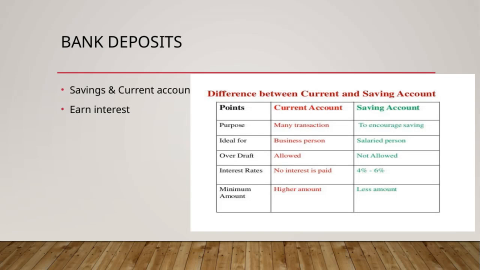Let's take a look at savings and current accounts. These are fundamental banking tools that help us manage our money effectively. With savings accounts, you can earn interest on your deposits, which means your money grows over time just by keeping it in the bank. It's a great way to save for future needs or emergencies. Current accounts, on the other hand, are primarily used for daily transactions, like paying bills, receiving salary, and making frequent deposits or withdrawals. While they usually don't earn interest, they offer the flexibility needed for regular banking activities.